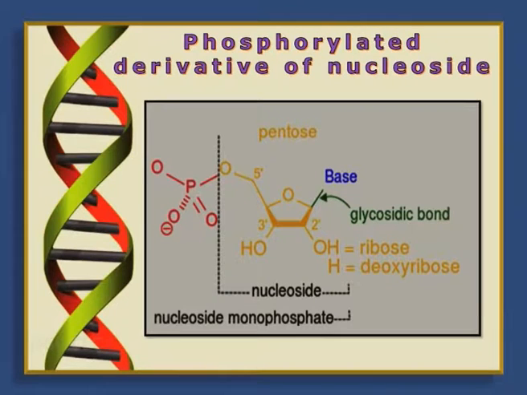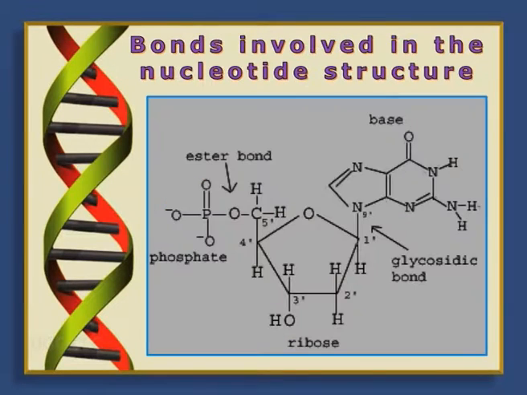The example, like you can see, is shown here. A nucleotide, as we can see in this slide, is a phosphorylated derivative of a nucleoside. Now let us examine what are the different bonds involved in the nucleotide. Two bonds: one is the N-glycosidic bond and the other is the phosphoester bond.